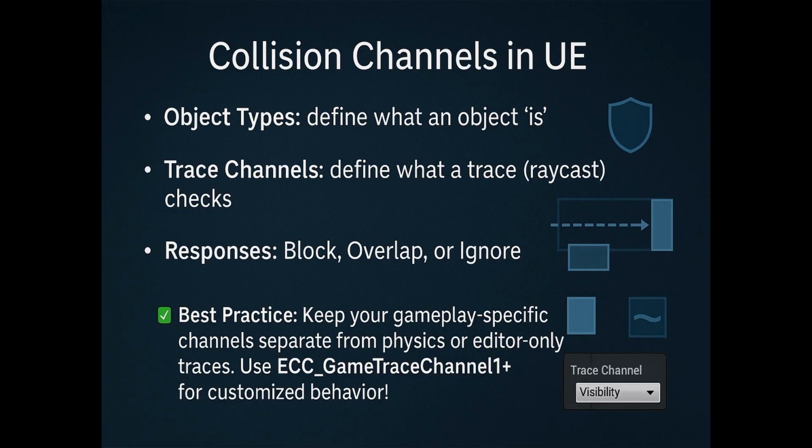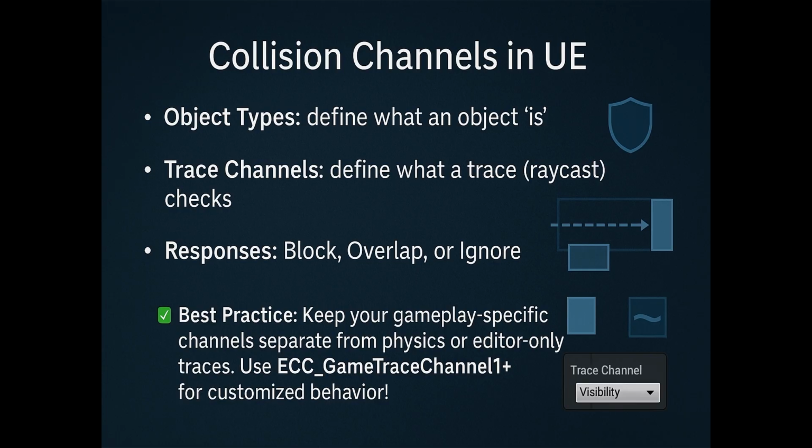The third one is actually essential, and it is a must-have in games, because you don't need to always force the engine to check between block and overlap. Sometimes you need to ignore all other channels, so you can reduce the computation and help the engine keep performance optimized. As a best practice, keep your gameplay-specific channels separate from the physics things. Like I said here, ECC game trace channel, right? We can deal with this in the next section.